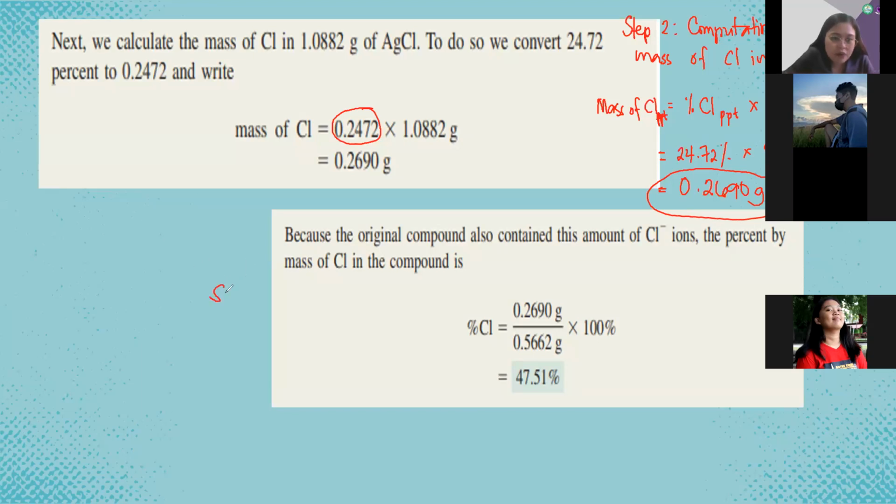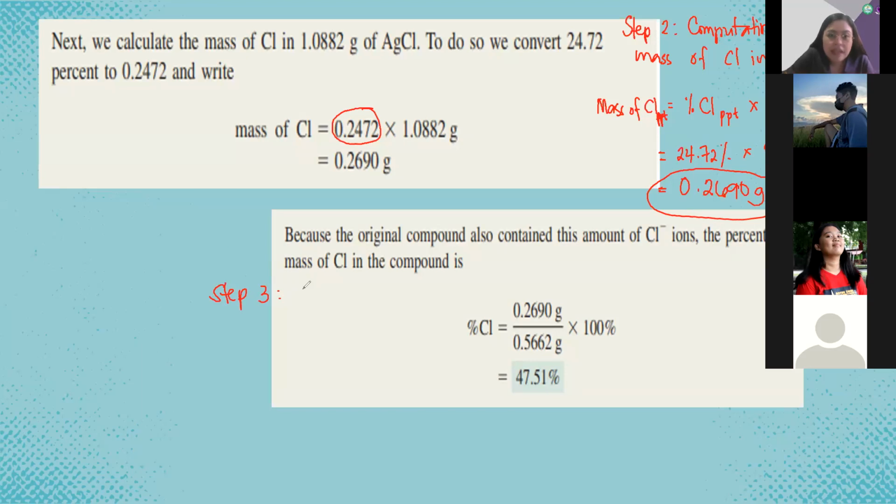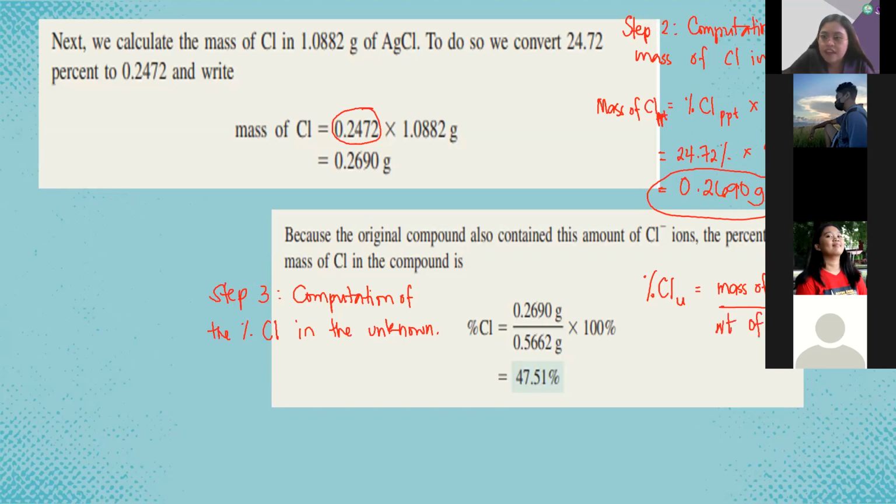So the last step now, this is the step 3 and this is the last step. We can now do the computation of the percent chloride in the unknown na. So ito na yung hinahanap. Okay? Computation of the percent chloride in the unknown. So, paano natin siya i-compute? Our formula is percent chloride sa unknown natin is equal to the mass of chloride in our precipitate divided by the weight of the unknown. Again, weight of the unknown times 100. Let's copy it first.